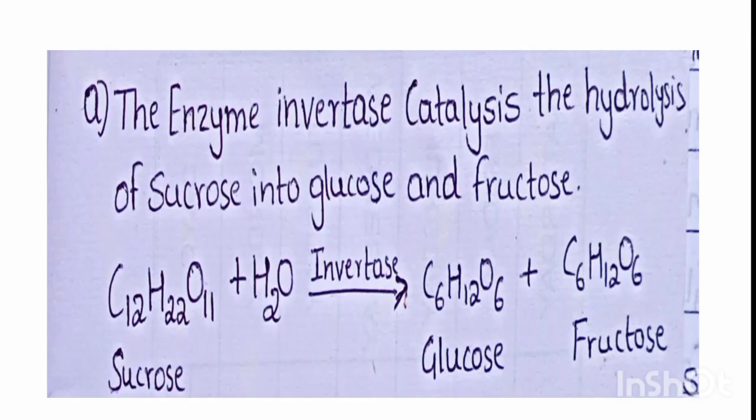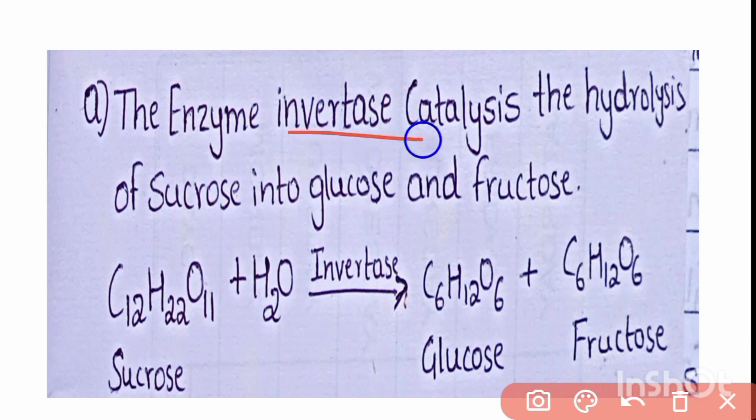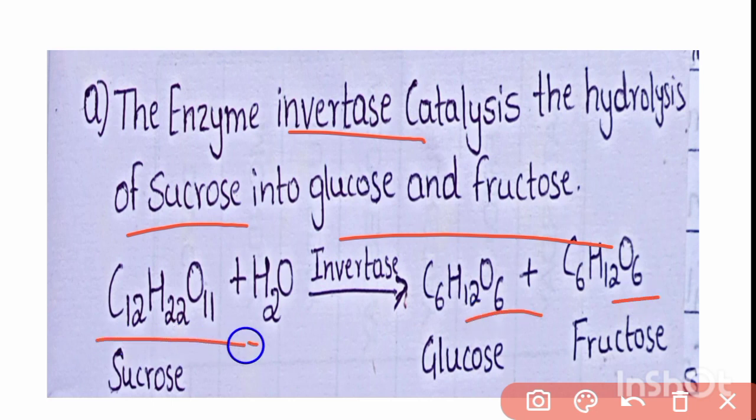The enzyme invertase catalyzes the hydrolysis of sucrose. Sucrose, chemical formula C12H22O11, upon hydrolysis with water in the presence of invertase, gives glucose and fructose as products.